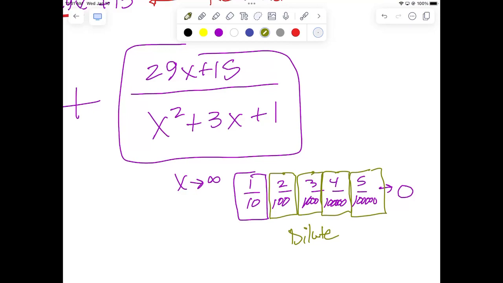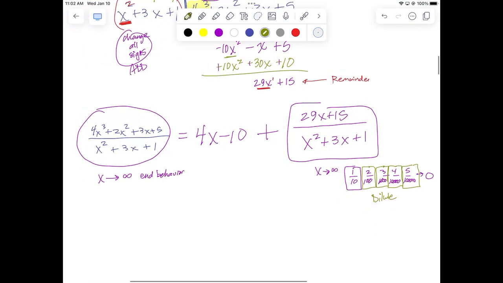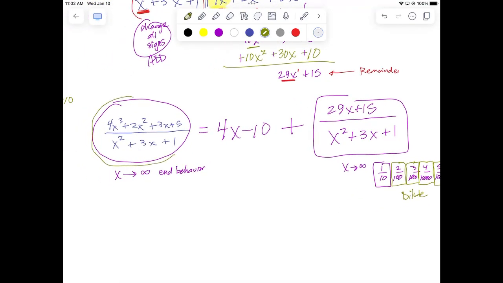Okay? So here's what we notice. We notice then that the remainder approaches 0 for large values of x, which means this function right here is going to start behaving more and more like 4x minus 10. What does the graph of 4x minus 10 look like?